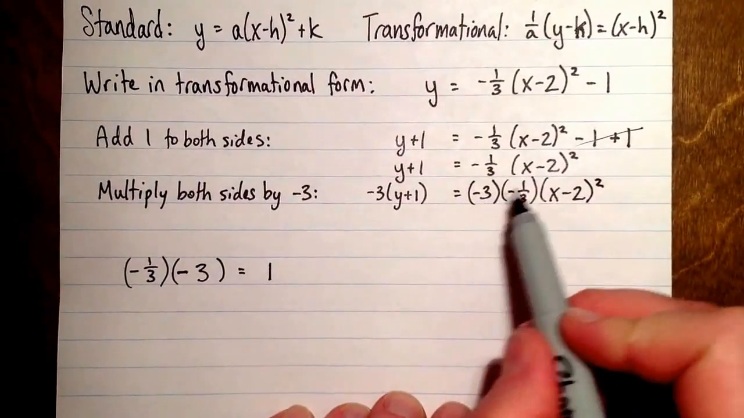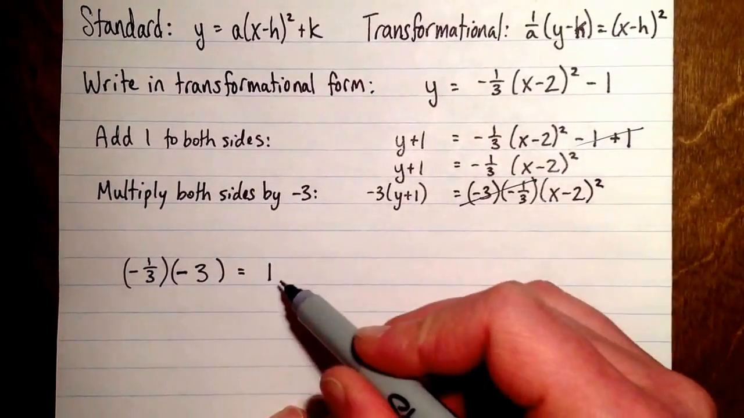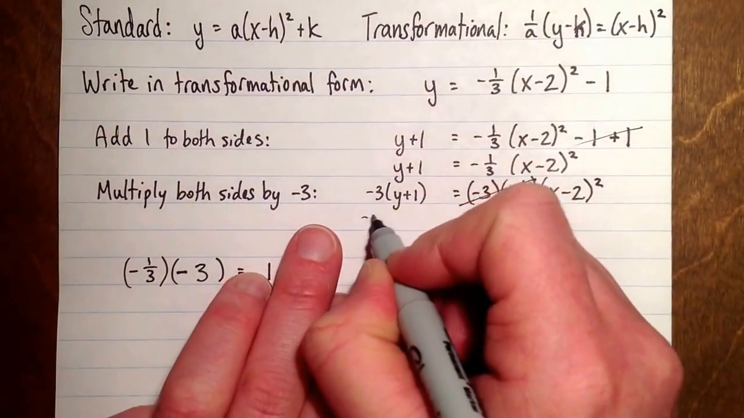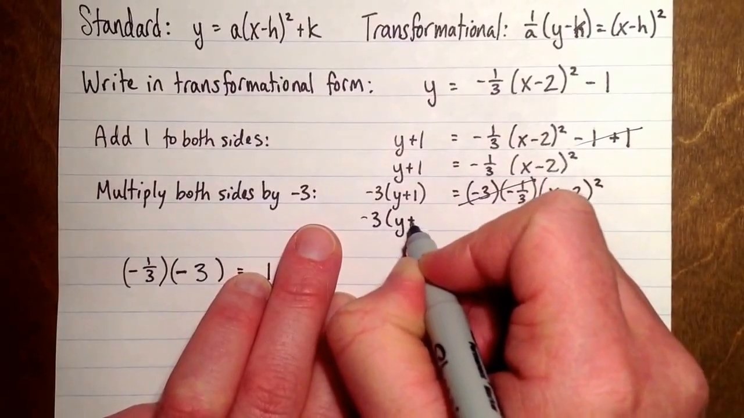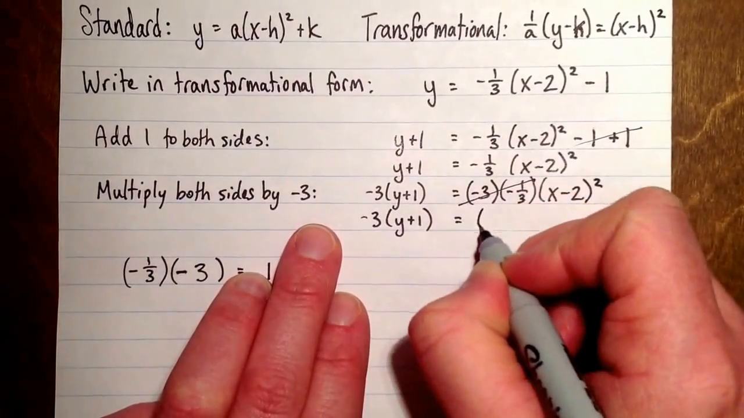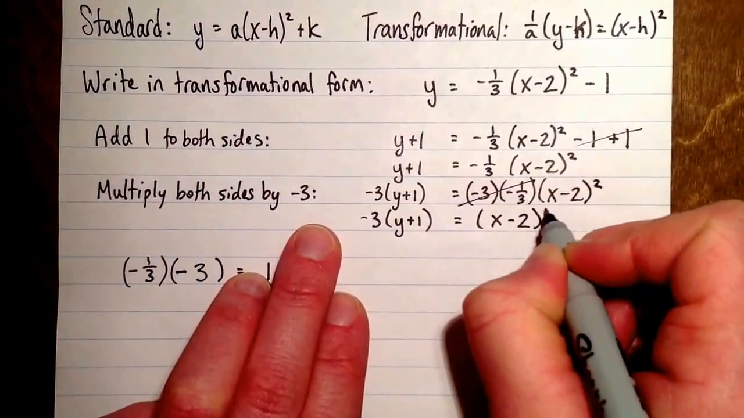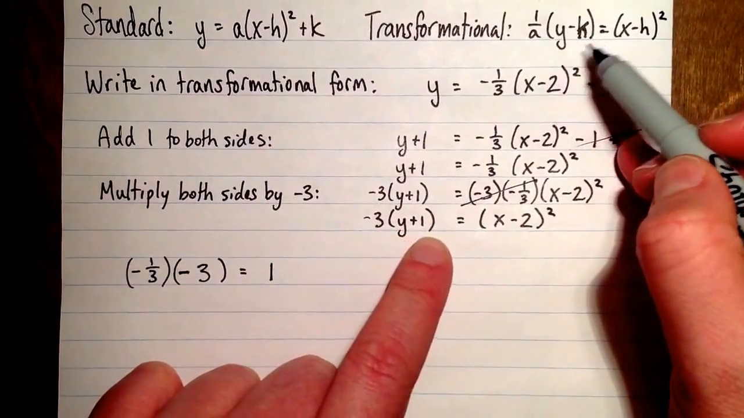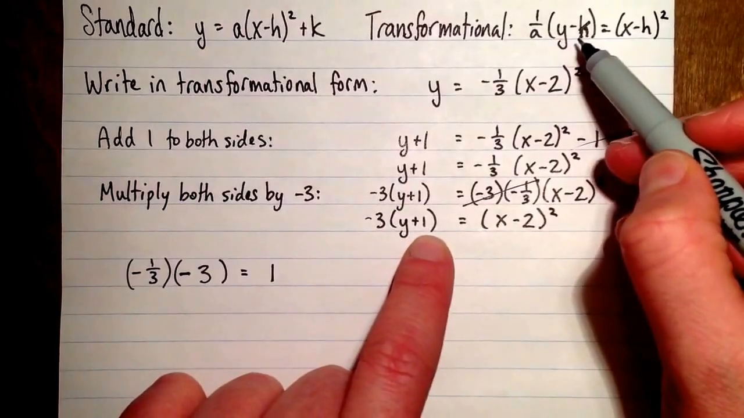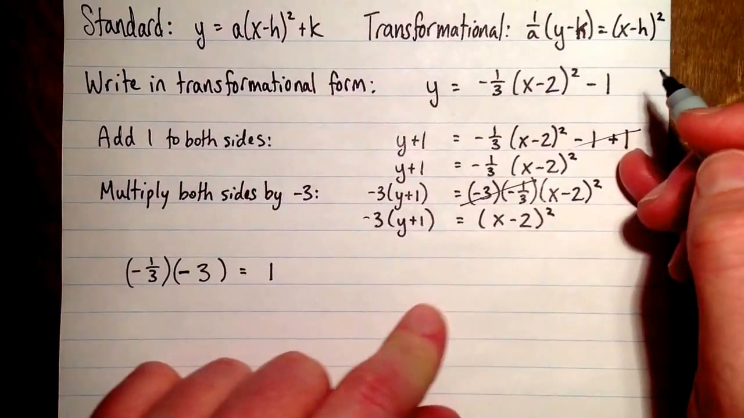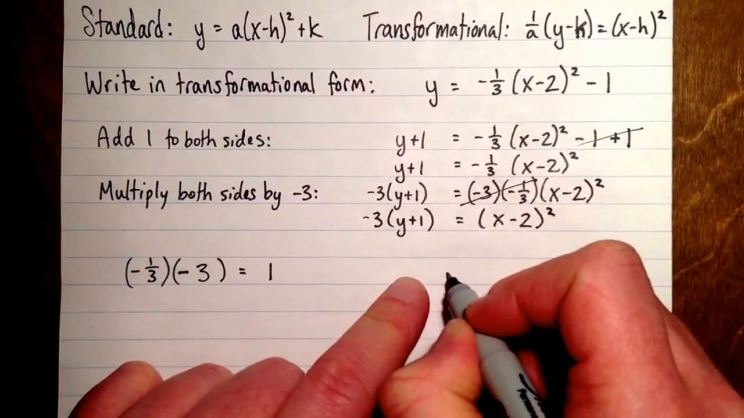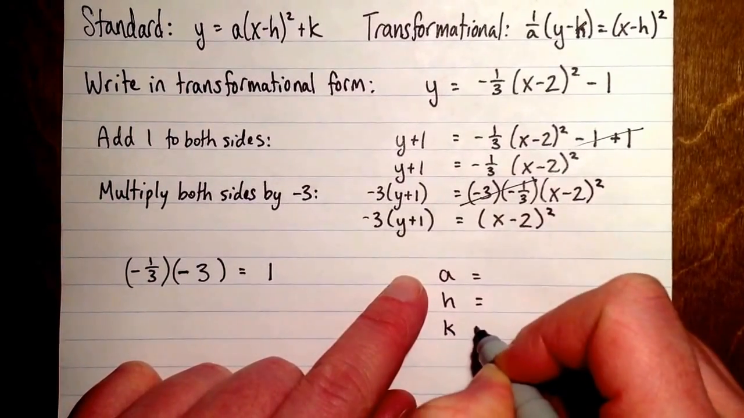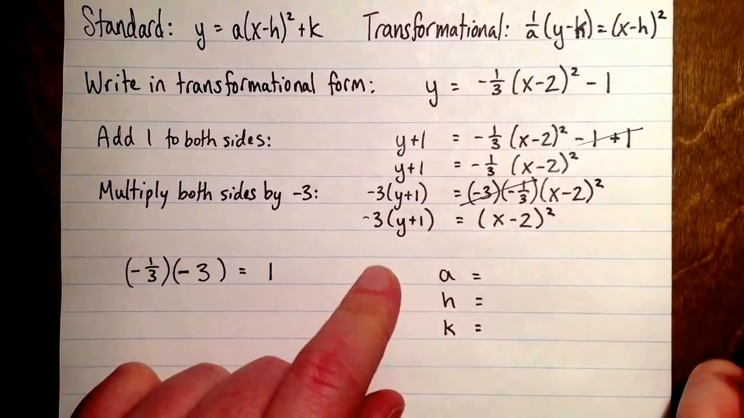Negative 3 times negative 1/3, that's 1. So once we have 1, we don't need to write it. So we've got negative 3 times y plus 1 equals x minus 2 squared. And actually we're done. That's transformational form. Here's 1 over a, y minus k equals x minus h squared. This again isn't part of your homework, but you're going to need to know this in the next day or two in class.